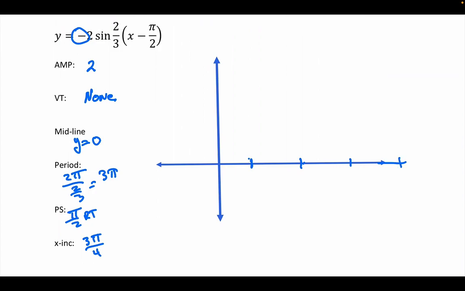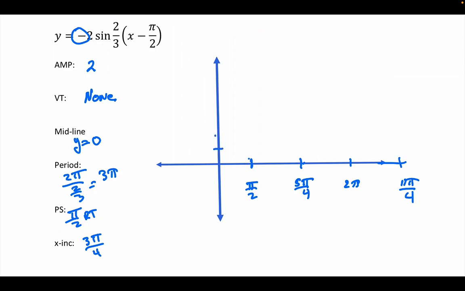All right. So if I translate that out here, here is my pi halves. I need to increment that by 3 pi fourths. So that would be 5 pi fourths. And then adding another 3 pi fourths would give me 8 pi fourths, which would be 2 pi. And then 11 pi fourths. Somewhere out there.